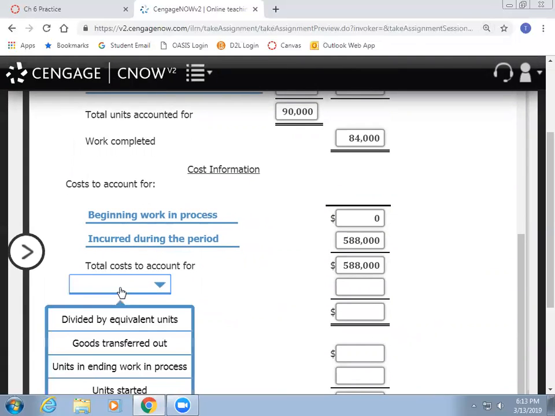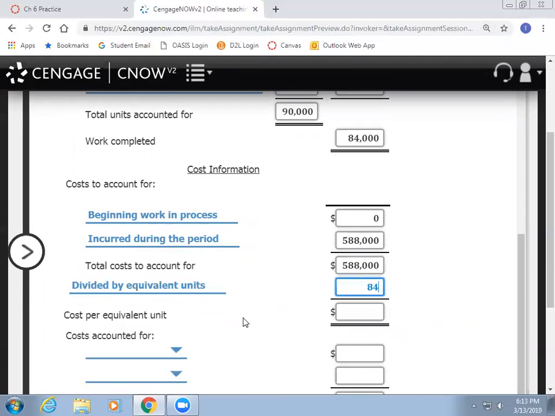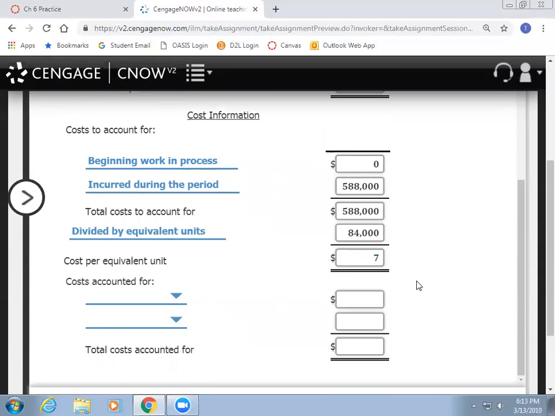And we do a cost per unit. So divided by our equivalent units of 84,000. So then we just truly take our total costs divided by our equivalent units to get a cost per equivalent unit. Okay, so 588,000 divided by 84,000. So what's my cost per equivalent unit? $7, perfect. So now it's really easy to assign costs to both finished goods and ending work in process because I have that unit cost.